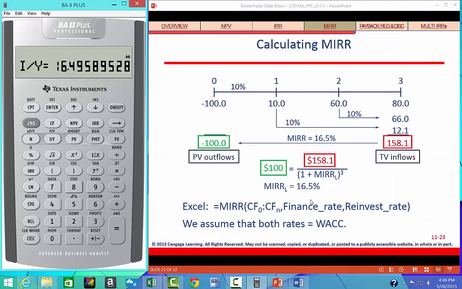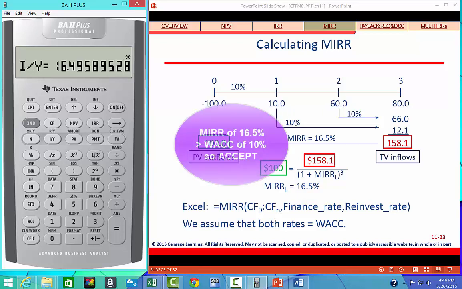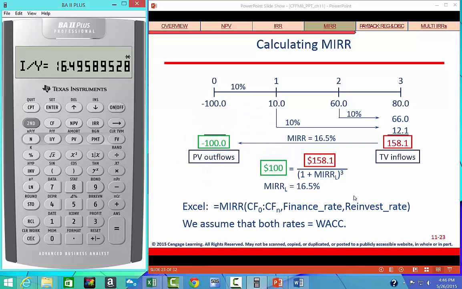So now you know we would compare the 16.5% MIRR to the 10% weighted average cost of capital. And since it's greater than the 10%, we would accept this project. Now the only thing is that modified internal rate of return can still have problems, just like the internal rate of return.